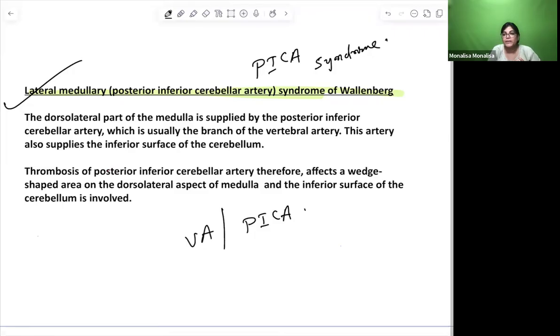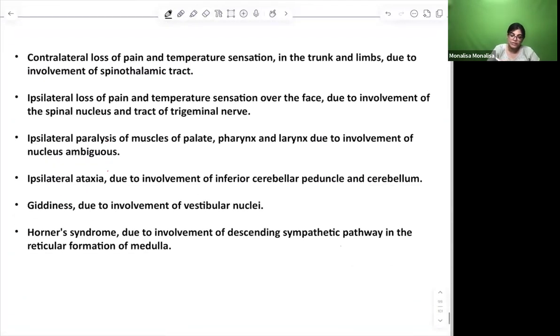There is the lateral spinothalamic tract, that means sensation of the opposite side of the body is gone. There is the nucleus ambiguus, that means muscles of the palate, pharynx, and larynx are gone. There are sympathetic fibers going, so Horner syndrome. There are vestibular nuclei, so balance is gone. Okay, so see here the features are contralateral.